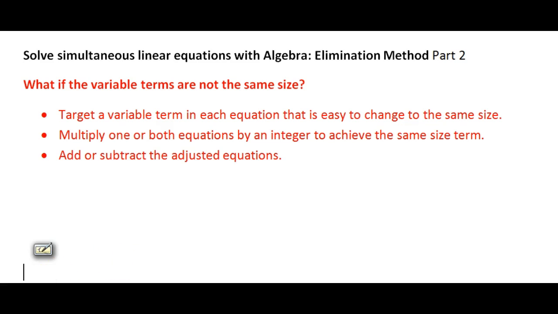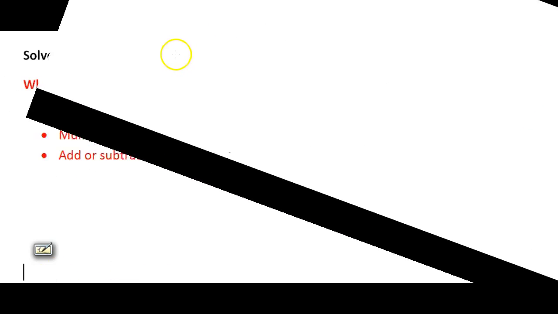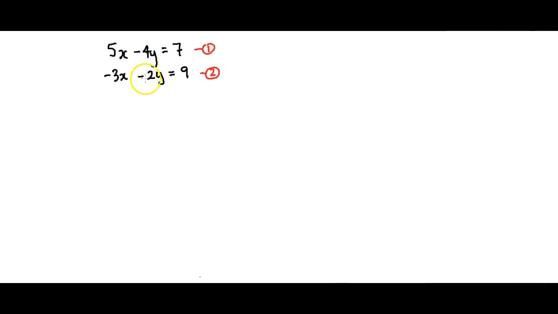Let's have a look at an example. So here we have two simultaneous linear equations. We've already labelled them, and you can see the x's are not the same size and neither are the y's. But it's easier to change the y terms because I'd only have to double this term and then it'd be the same size. If I had to change these terms, I'd have to multiply the 5 by a 3 and multiply the 3 by 5. So that's extra work. I'm not going to do that. So we're targeting the y.